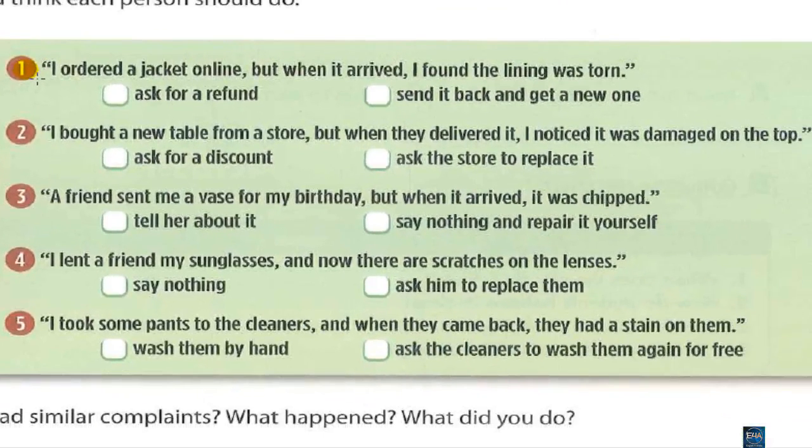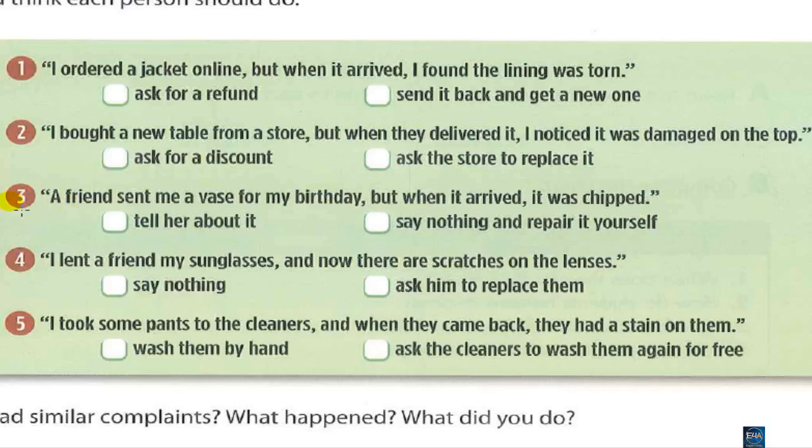1. I ordered a jacket online, but when it arrived, I found the lining was torn. Ask for a refund. Send it back and get a new one. 2. I bought a new table from a store, but when they delivered it, I noticed it was damaged on the top. Ask for a discount. Ask the store to replace it.